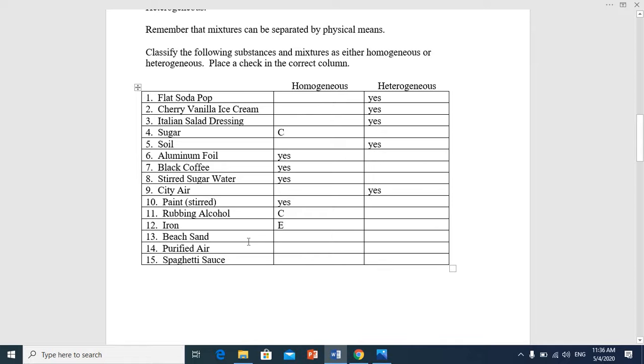And beach sand, the sand which is white on the beach, could you see or differentiate between any of its components? If there's any trash or something, I'm sure that you will write it heterogeneous. But if it's white sand without any trash or rocks or something, I will consider it as homogeneous.